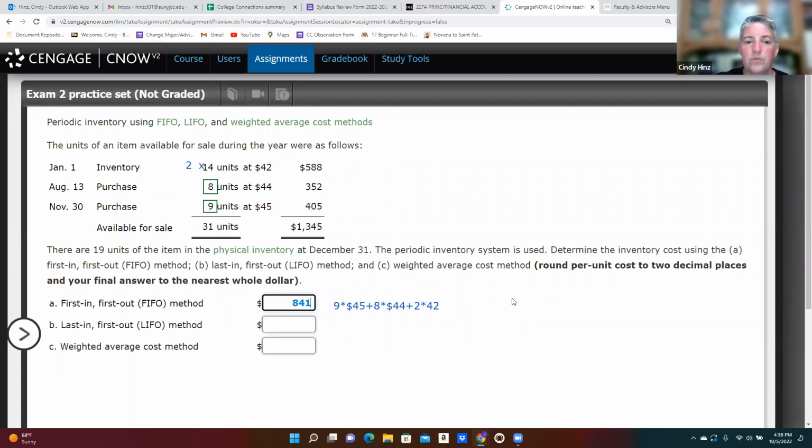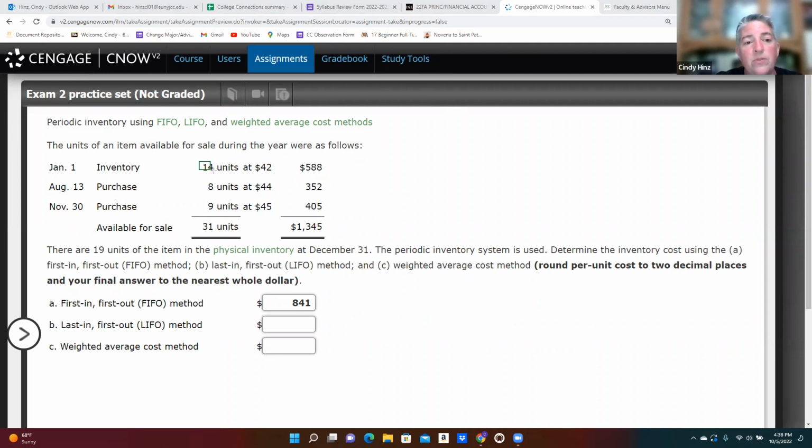And I got $841 there. Now for the LIFO, let me clear those drawings. For the LIFO, what are we going to keep? Well, we need last in, first out. We sell the newest ones and we keep the oldest ones.